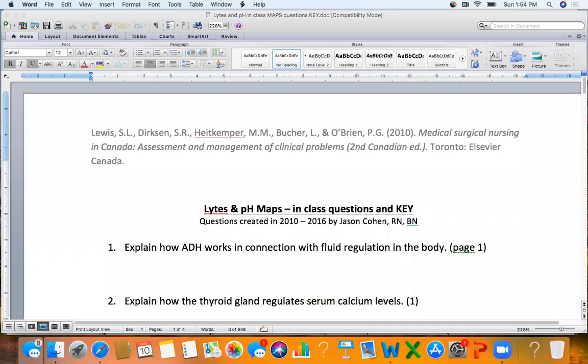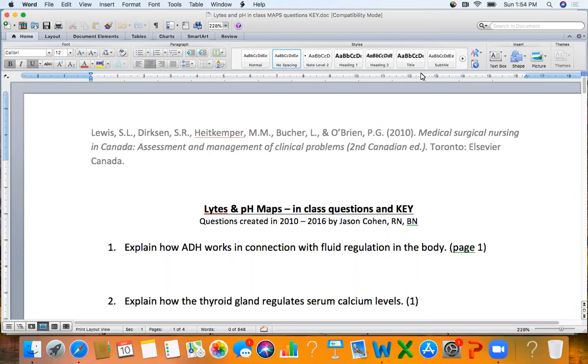Welcome to Variations 4, the Lytes and pH unit. We're going to be talking about questions 1 to 3, and that covers ADH, calcitonin, and parathyroid hormone. So if we look at question 1, it's asking us how ADH works. So it tells us to look at map number 1. All the information from these maps is straight from your Lewis textbook.